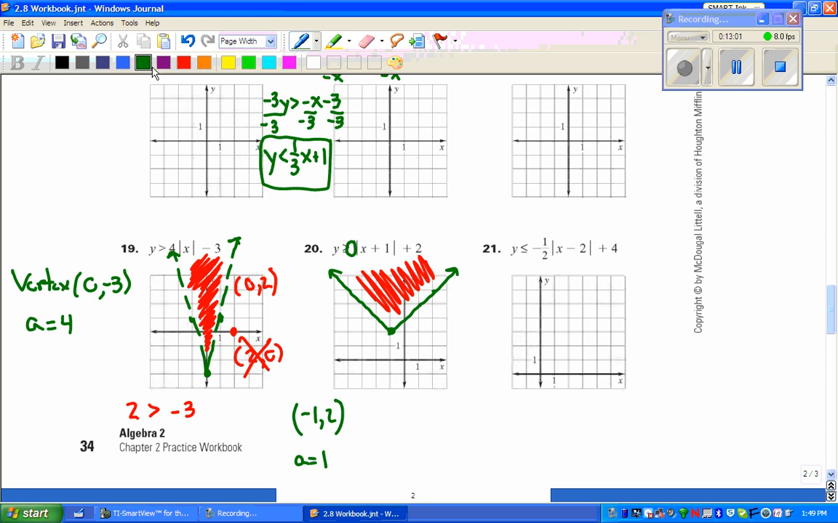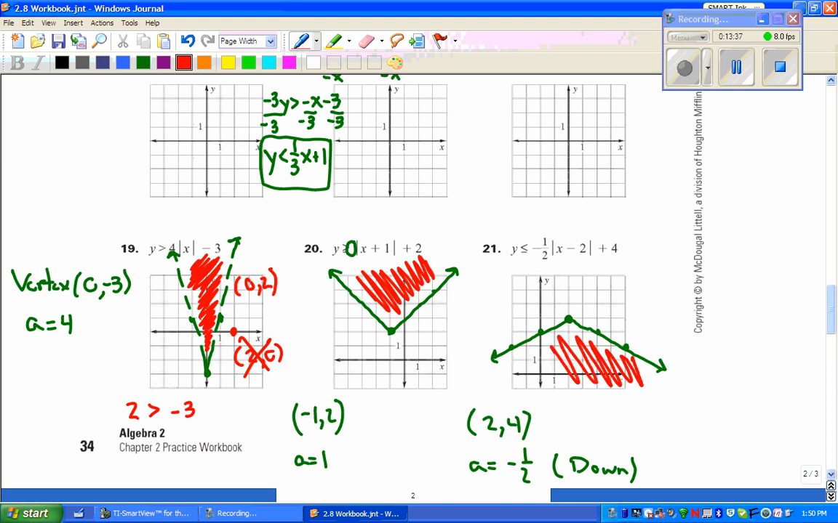Okay, let's take a look at this last one here. Vertex is at 2, comma 4. So I'm going to go over 2, up 4, which is right here. We have a less than or equal to sign, and we have an a value that is negative 1/2. So we know that this graph is going to open down. Down 1 over 2, down 1 over 2, down 1 over 2, down 1 over 2. Based on the sign, we have a solid line, and it looks like it's going to be less than, so I'm going to shade all of this right here.